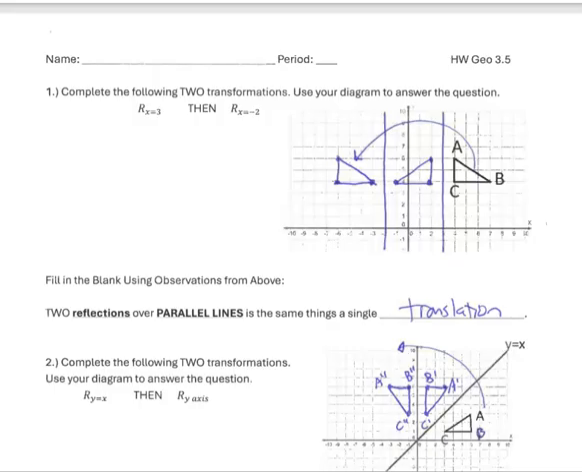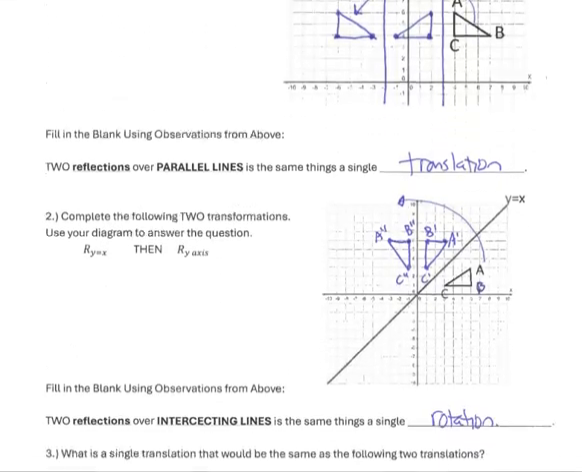Now, the fill in the blank part says, looking at this, what can you say? Two reflections over parallel lines seems to be the same thing as a what? And it seems like it just shifted. So that's the same thing as a translation. Okay, and we could even write down the translation that it is. This is when you're reflecting over parallel lines, not intersecting lines.